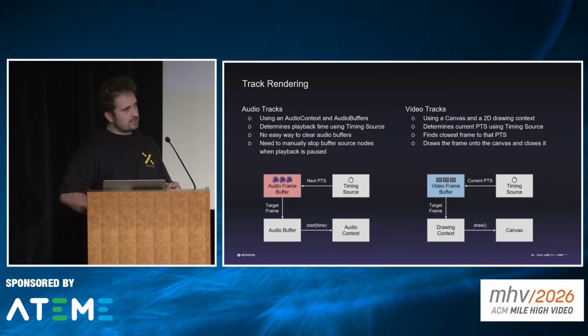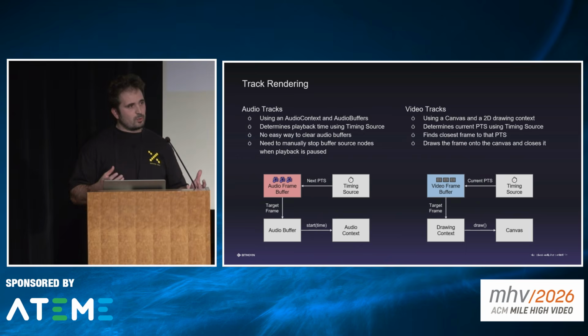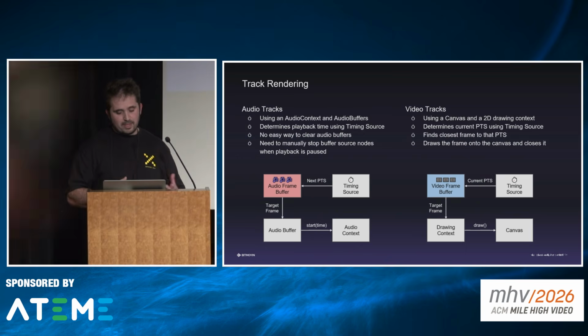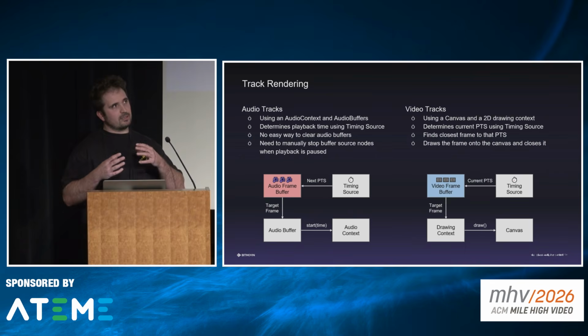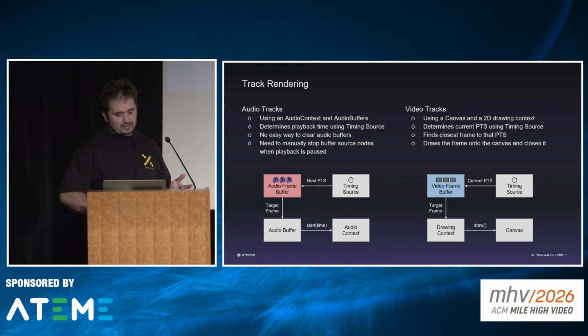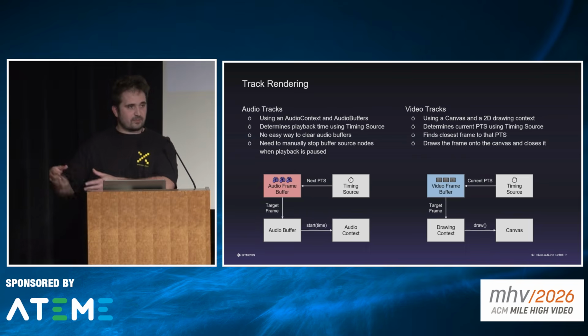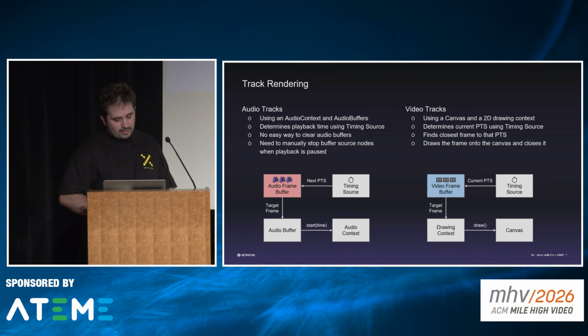The rendering itself varies quite a bit, obviously, between audio and video. For video, it's kind of simple. We're basically just going to take the frame and render it onto a 2D drawing context. But the audio is a little bit more complicated. You don't just directly render audio. You actually have to schedule it for a specific playback position. So the audio rendering task is taking the next frame from the frame buffer, and it's calculating the start time of that frame based off of a reference frame in the audio context. So then it can be scheduled for playback at exactly that position.